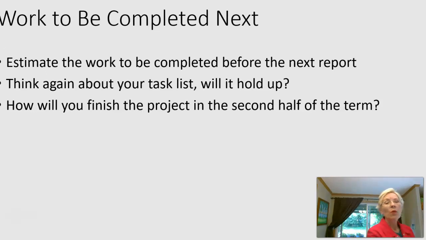Also a section on work to be completed, right? So what is coming next? We want to estimate the work to be completed before the next report, right? What are my next targets? What are my next due dates? What are the next things I need to accomplish? Look at your task list again. There probably are problems with it, right? You made it at a point when you didn't have all the information you needed. Now, is it going to hold up?